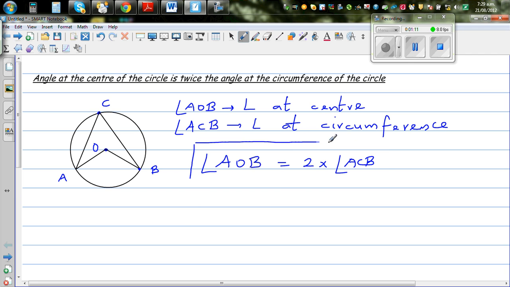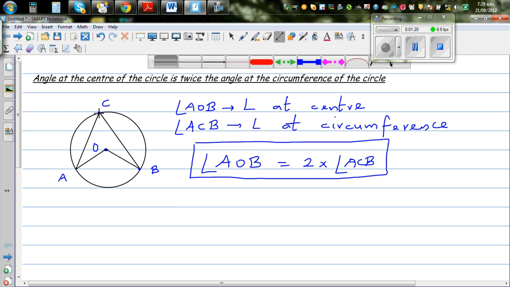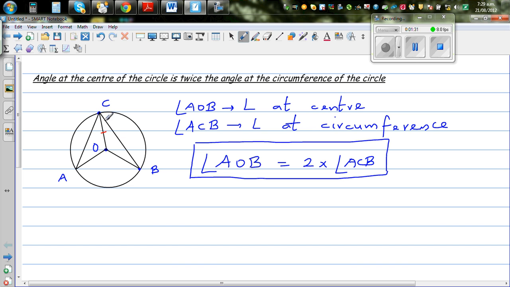The proof is basically very simple. It's not too difficult. So let's split this into two triangles. This is a radius, OA, OC is a radius, and OA is also a radius. So let me write: OA is equal to OC. Why? Because they are radii of the same circle.